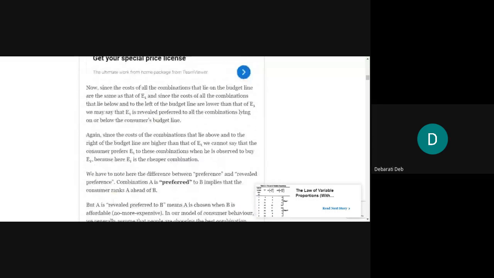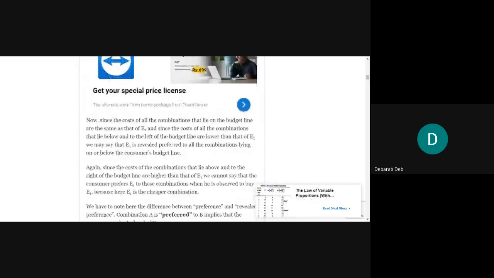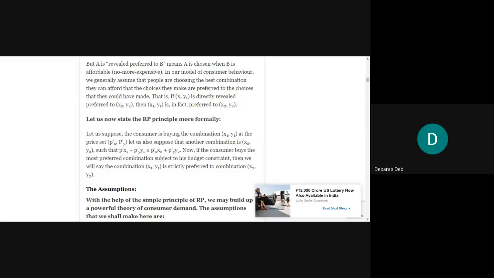Okay. So is it clear? If it is not clear to anyone, please unmute and ask me. What is this concept of revealed preference? If it is not clear to anyone, please unmute and ask, okay? Then we will move on to a more formal explanation of it. I'll start it tomorrow. I'll not start today.